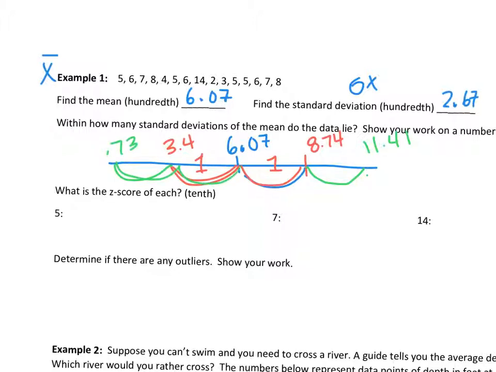So this represents 2 standard deviations away. So this would be 2 and 2. Again, I have not included 14 yet. I've included 2, so I'm going to have to go up another standard deviation. So I'm going to have to do 11.41 plus 2.67, and I get 14.08. That's 3 standard deviations away. So within how many standard deviations? The answer is 3, and that's how I show my work.